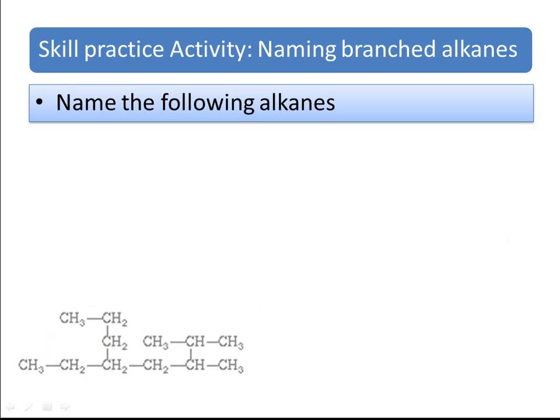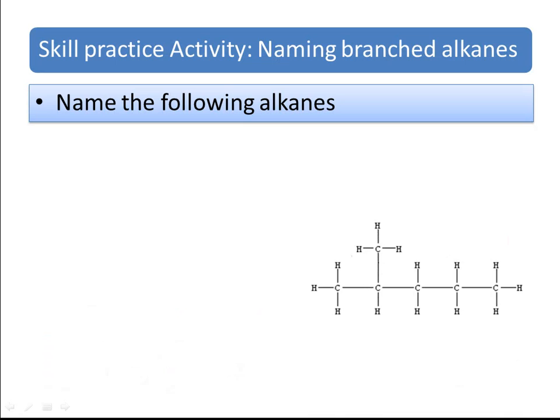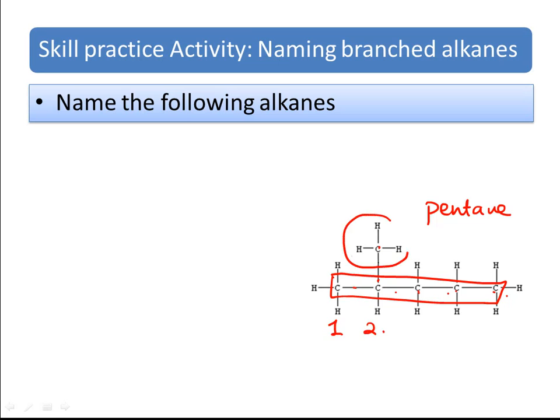Get rid of all the ink on the slide. There's the next one. This one looks pretty straightforward. So the longest chain can either be 1, 2, 3, 4, 5, 1, 2, 3, 4, 5. So this is our longest chain right there. And it has got 5, so the prefix is pent and the ending is ane because we've got all single bonds. And for counting, we count from this side 1, 2, so we've got a methyl group on carbon 2, so it becomes 2 methyl pentane.